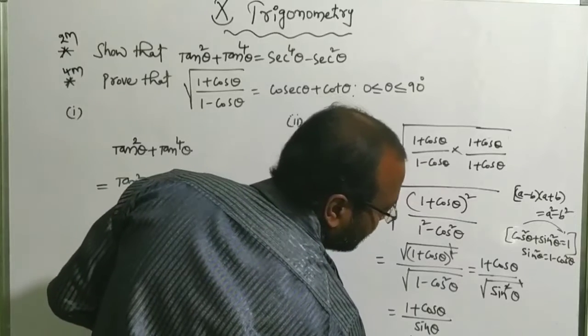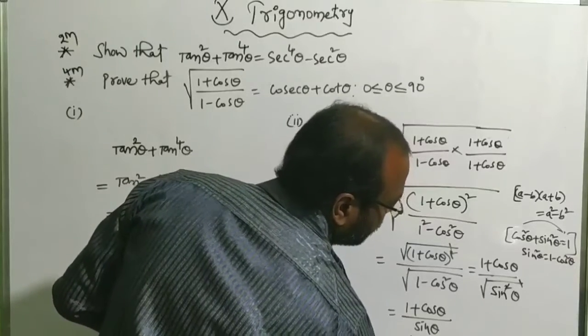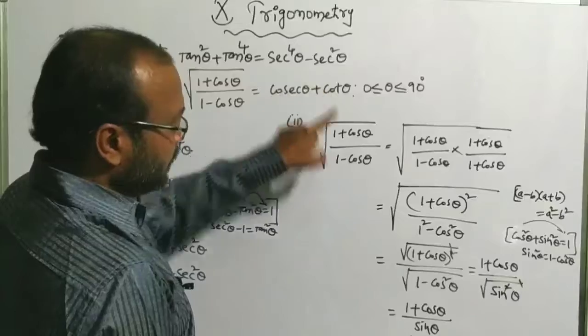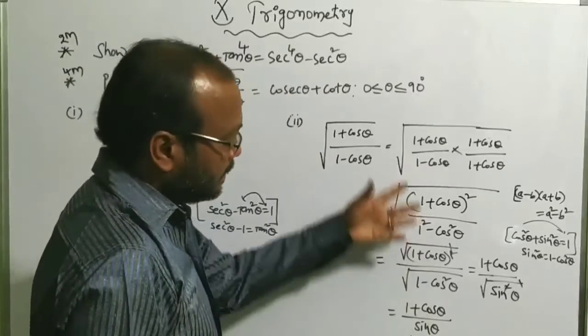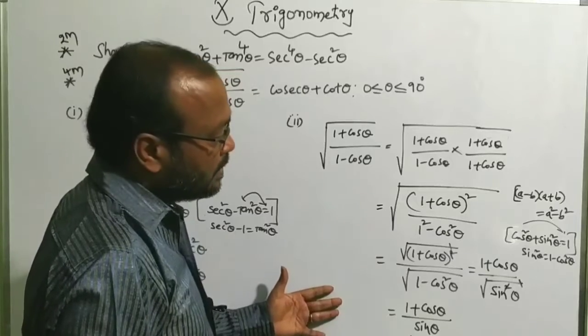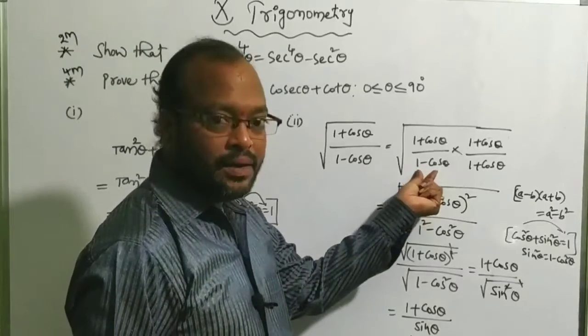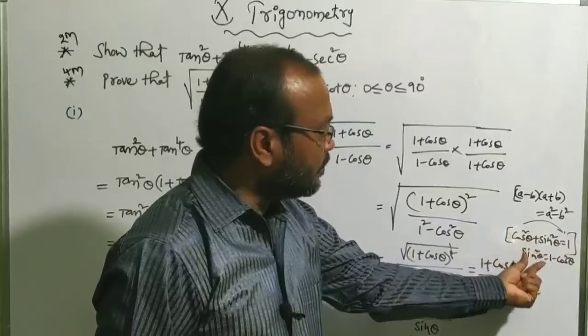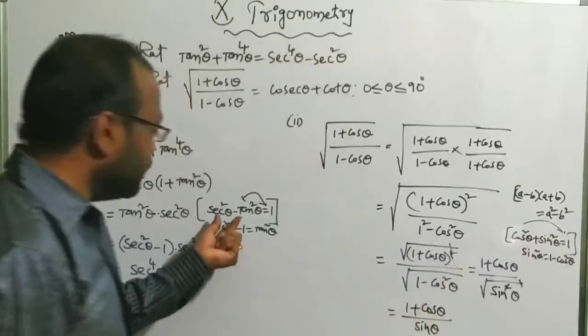And cos by sin is nothing but cot. Once see the answer: cosec theta plus cos theta. Like this we can solve the problem. This is very important for 4 marks question. Here the important concept is rationalizing the denominator and we can use the identity formulas. Here we used one formula and here we used one other formula.